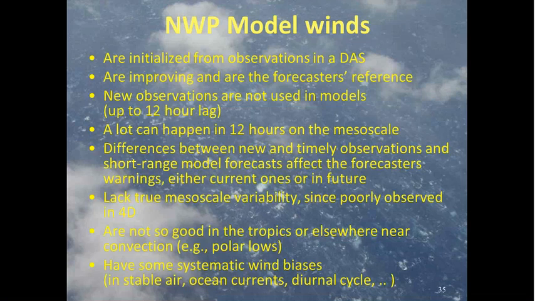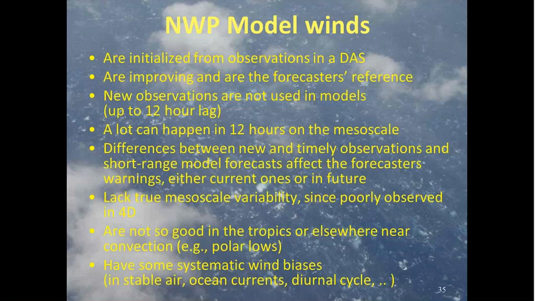NWP model winds also lack true mesoscale variability in the open ocean, since this is poorly observed in 4D and there's no deterministic forcing that can give you this variability in the open ocean. Model winds are also not so good in the tropics or elsewhere near moist convection, such as polar lows. And also they have some systematic wind biases, for instance in stable air due to ocean currents or the diurnal cycle.